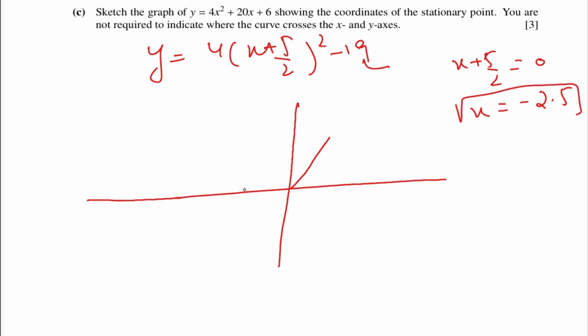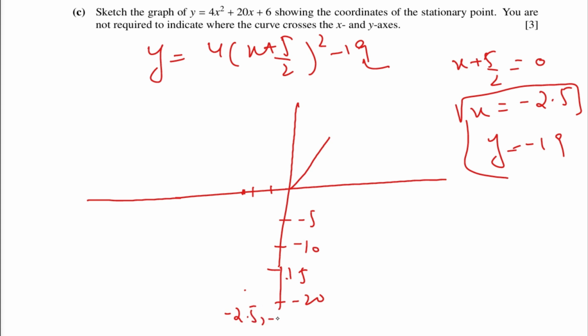So minus 2.5 will be over here. If we indicate 1, 2 and 2.5, and the y coordinate will be equal to minus 19 at the turning point. So the square form always represents the x and y coordinates of a turning point. So the turning point will be, let me indicate, minus 5, minus 10, minus 15, minus 20. So we can say that minus 2.5, minus 19 exists here, and the curve is passing over here.